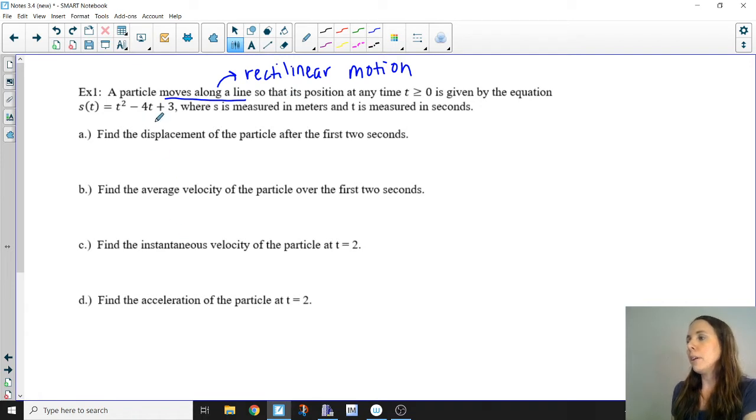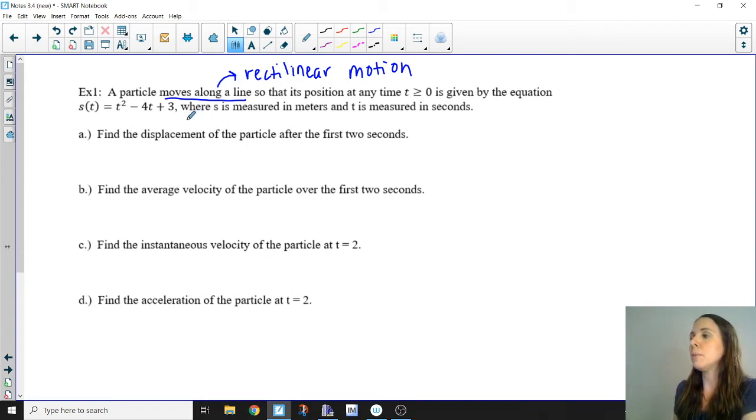All right. Part A asks us to find the displacement of the particle after the first 2 seconds. Here's what I suggest you do. Anytime you are given an equation to work with, usually a position equation, and you need to answer questions or solve problems related to it, first always ask yourself, what are you trying to find? Are you trying to find time, position, displacement, velocity, acceleration, speed? And ask yourself what you're given.